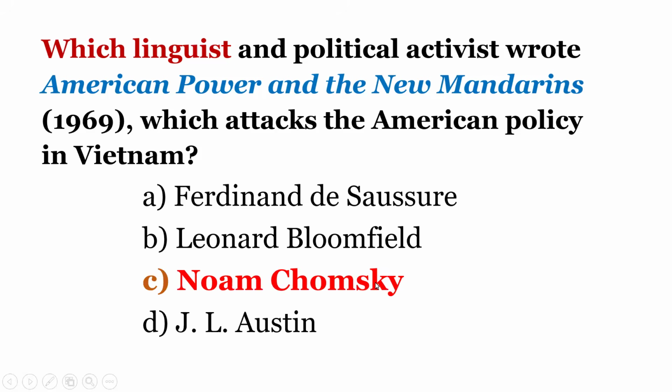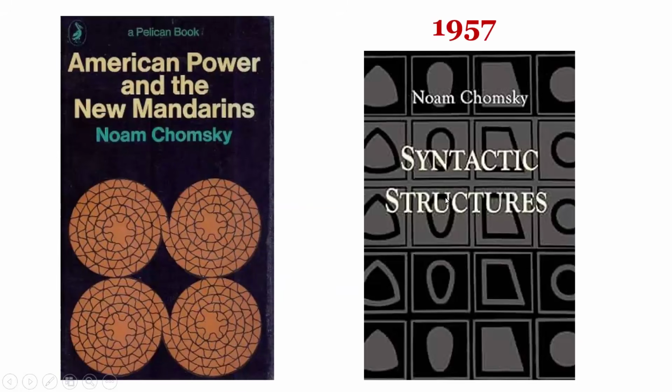C, Noam Chomsky. See, we know Noam Chomsky as a linguist, especially for his publication in 1957, Syntactic Structures. And he is also known for introducing a type of theoretical grammar, called, let me know in the comment section. So he is known for a particular type of grammar. What is that? And Chomsky is also known as an activist, especially this book, American Power and the New Mandarins.